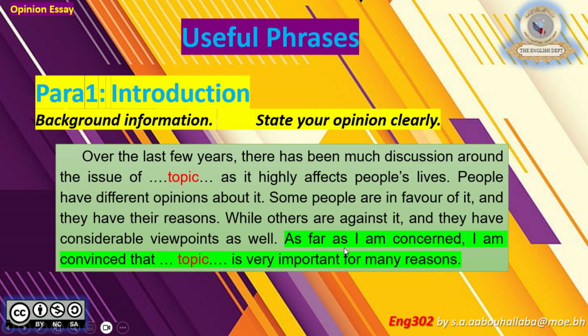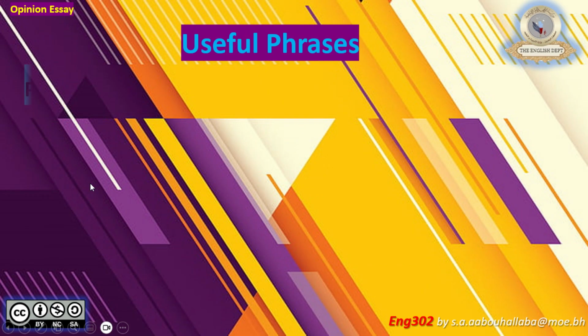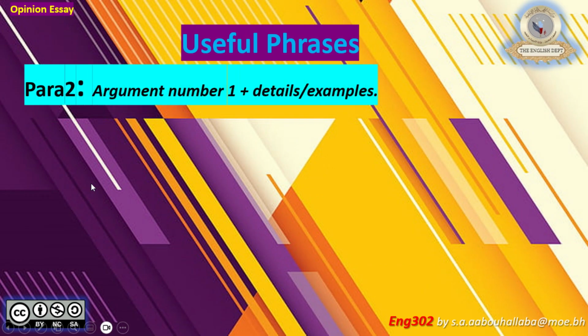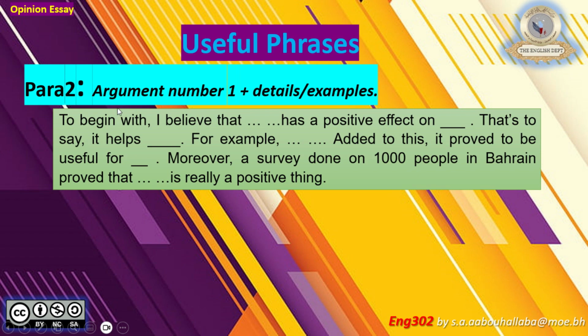Okay? As far as I am concerned, I am convinced that, I believe that, I strongly believe that. All these are different options to say the same thing: that the topic is very important for many reasons. So that's the first paragraph. The second paragraph, here you need to state your first argument and the details about it. It can go like that. To begin with, these are things you can use to build on, gentlemen.